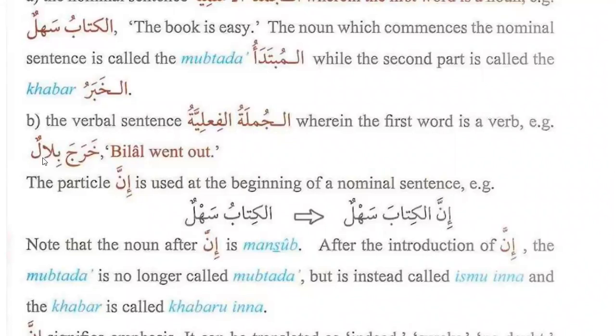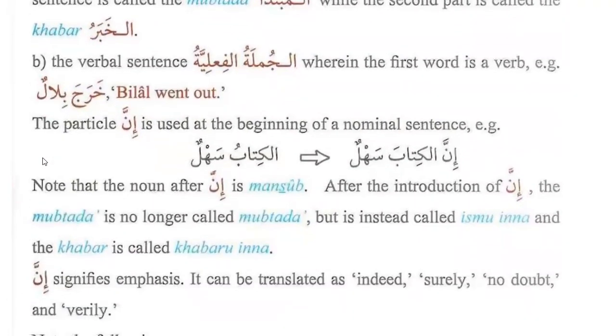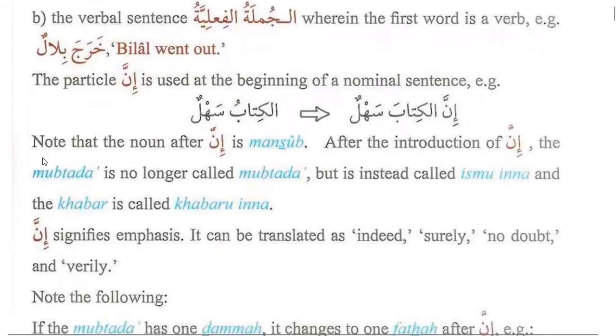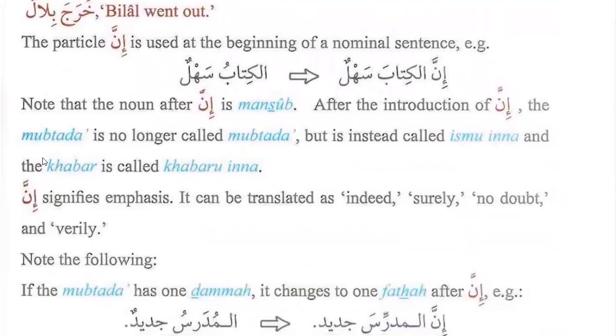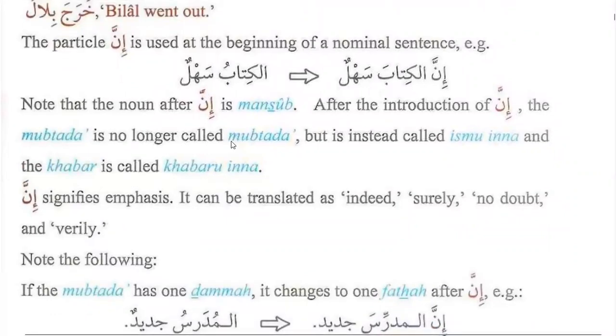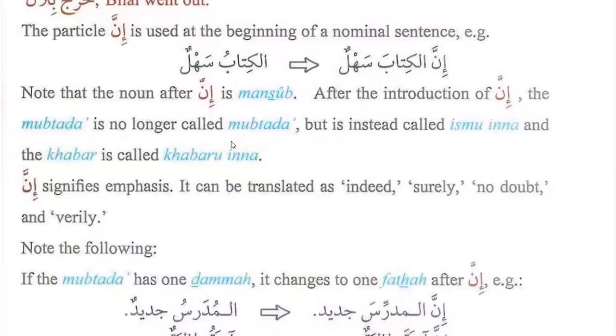The particle inna is used at the beginning of a nominal sentence. Example, Al-Kitabu Sahlun. So it will become innal kitaba sahlun. Note that the noun after inna is mansub. After the introduction of inna, the mubtada is no longer called mubtada, but is instead called ismu inna, and the khabar is called khabaru inna.